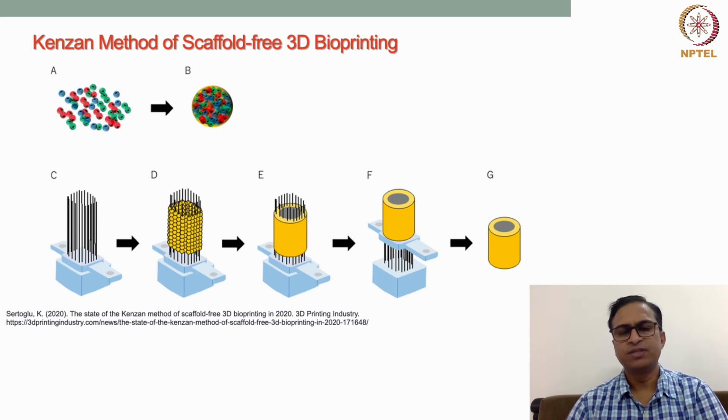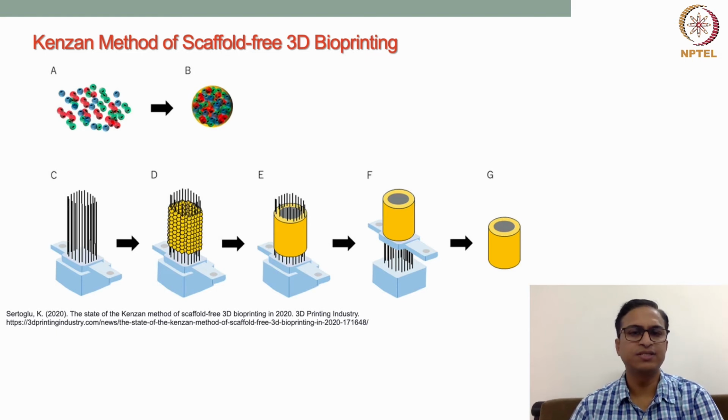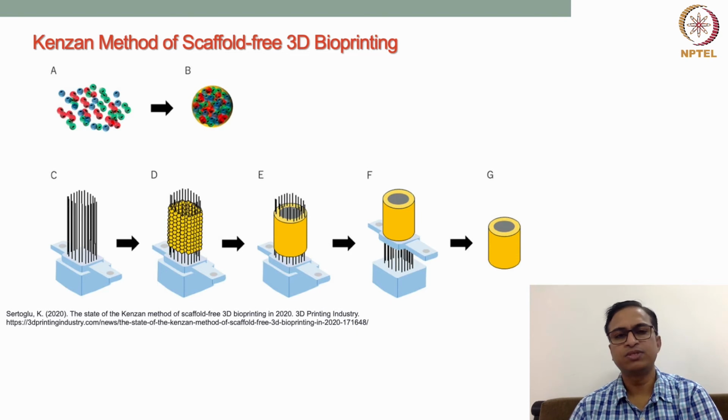Similarly, there are several methods people have used, or different 3D bioprinting methods have been used for fabrication of liver tissue constructs using different types of hydrogels. So this is one such method where a scaffold-free 3D bioprinting strategy was developed, and this method was developed by Professor Koichi Nakayama from Saga University.